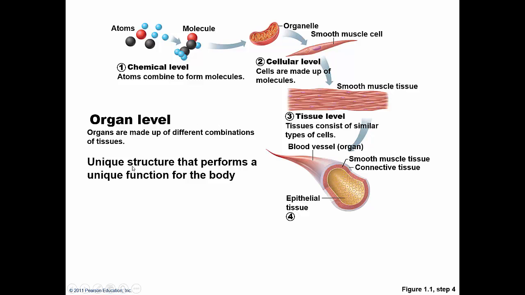So each organ is going to have a unique structure, set of cells and tissues that is going to perform a unique function. So if you look here, this is a blood vessel. A blood vessel carries blood, so it has a tube shape to it. It has an epithelium, which is just this layer of cells on the inside that gives it a nice smooth surface. Some smooth muscle to control the diameter of this blood vessel, and some connective tissue on the outside to hold it all together.